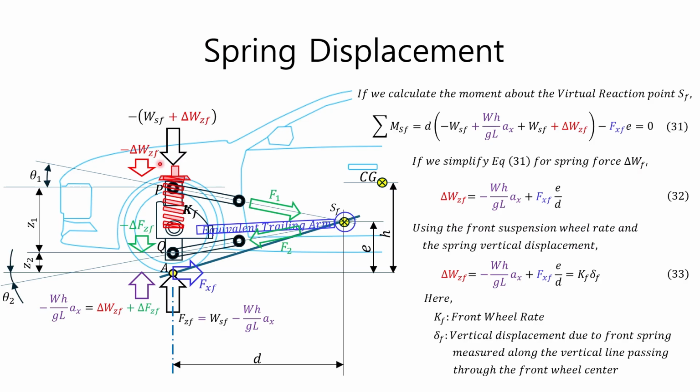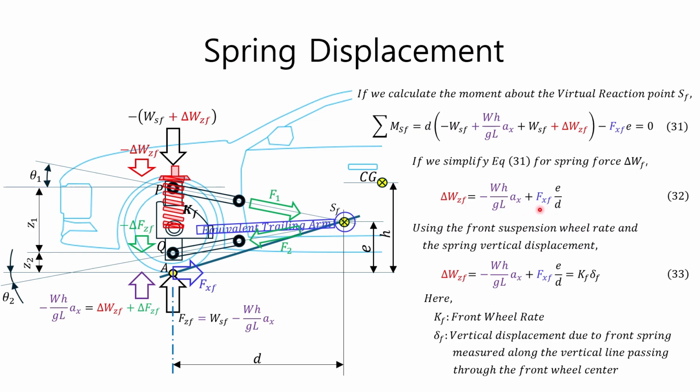By calculating the moment with respect to the virtual reaction point, SF, we obtain equation 31. In this equation, the reason the sign of the last term is negative is that the braking force, FXF, is negative and generates a positive moment with respect to the virtual reaction point SF. By rearranging equation 31 with respect to delta WZF, we obtain equation 32. Remember that, in equation 32, the acceleration AX and the braking force, FXF, are negative.